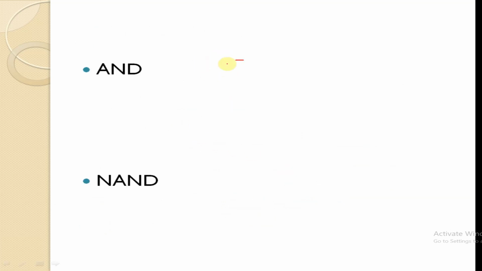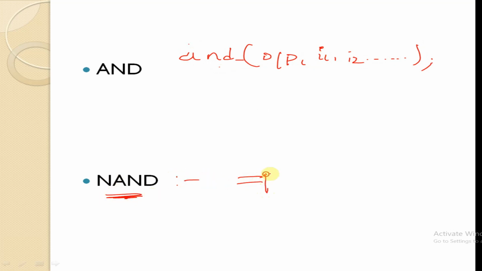So for using an AND gate, we will use AND followed by output followed by any number of inputs. We can use any number of inputs for an AND gate. And we also have the NAND gate primitive. The NAND gate symbol is this. We have our inputs I1 and I2. I am taking a two-input NAND gate and one output.